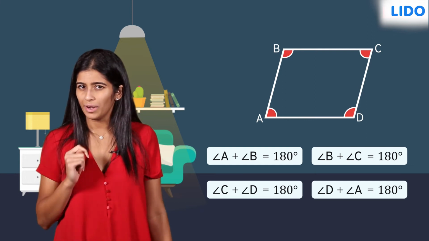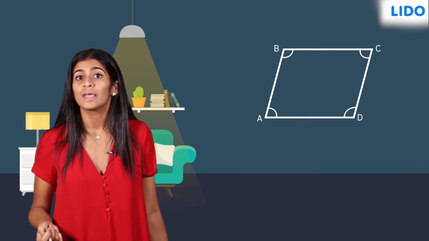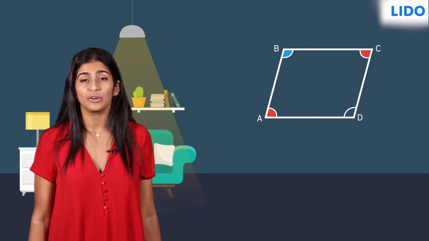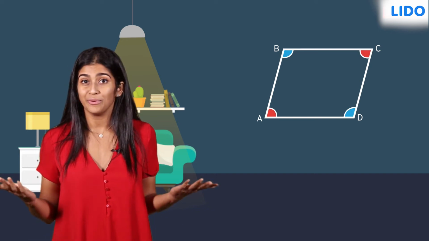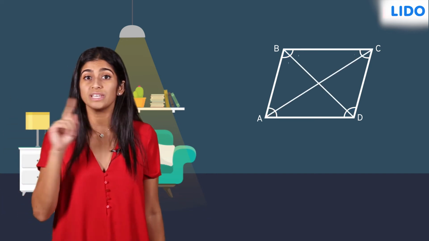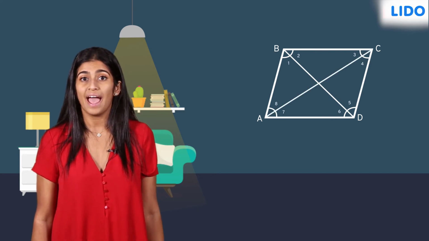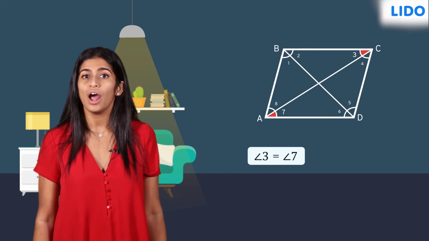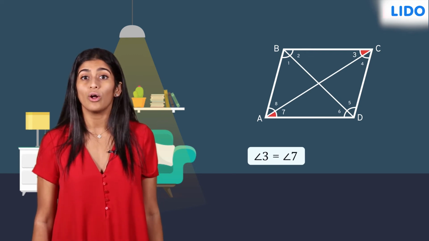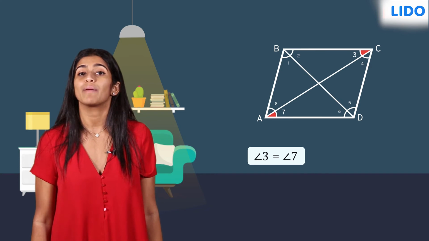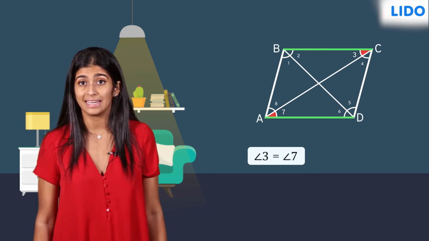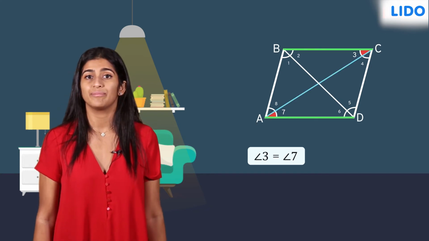But what about opposite angles? The opposite angles in a parallelogram are equal. Why, you ask? Let's join the opposite vertices to make the diagonal AC. The pair of angles marked 3 and 7 are equal, since these are the alternate interior angles formed by parallel lines AD and BC and the transversal AC.